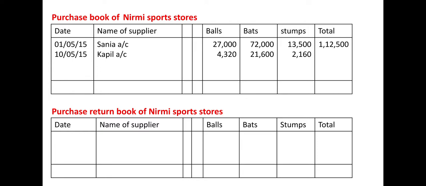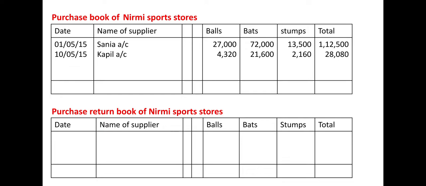I have the amount of balls comes to 4320, bats 21,600, and stumps 2,160, and the total is 28,080. Please calculate with the help of calculator or whatever way you are doing. So now the next transaction is 13. On 13th May, we are selling goods.